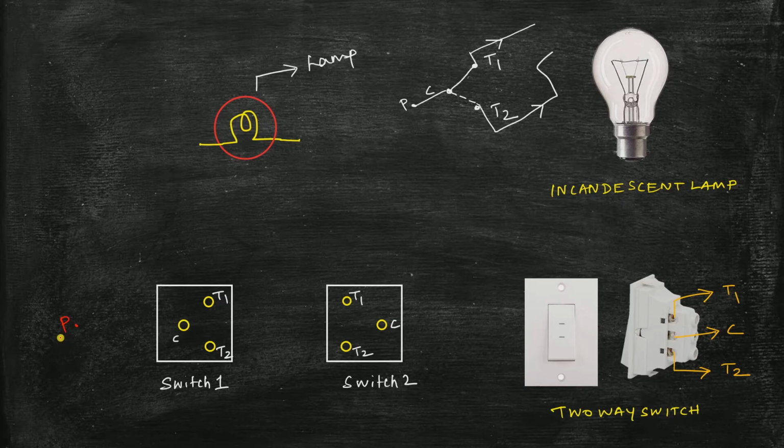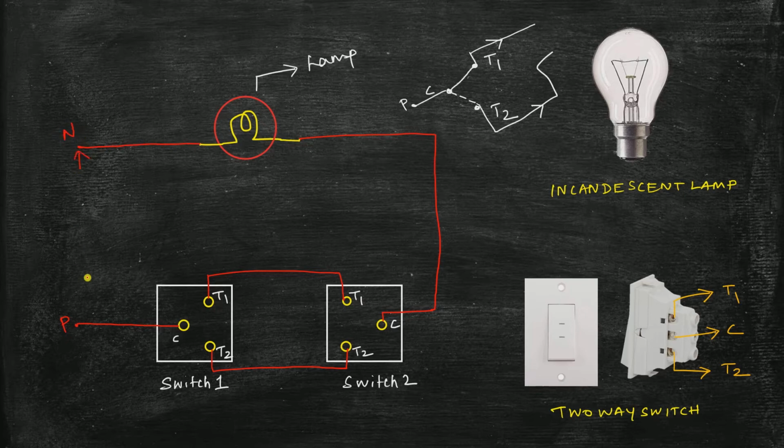Now let me connect the phase terminal of the power supply to terminal C of switch 1. Then a wire is connected between the terminals T1 of switch 1 and 2. Similarly, make a connection between T2 of switch 1 and 2. Then take a wire from terminal C of switch 2 and connect it to one end of the lamp like this. The second terminal of the lamp is connected to the neutral terminal of the power supply.